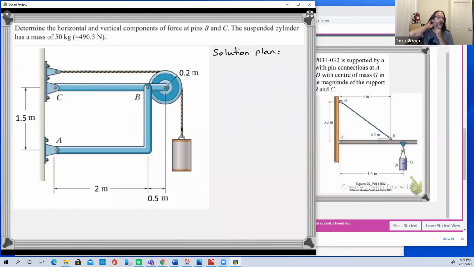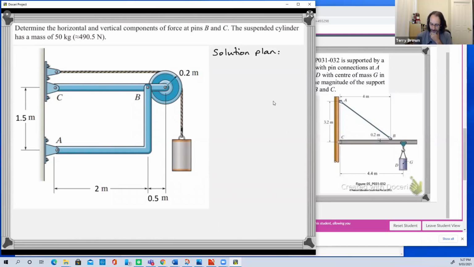How are we going to do that? What are we going to draw a free body diagram of? We've got lots of choices here. We've got this pulley, we've got the whole frame. We've got the 2-force member AB. Where do you think we might start with drawing a free body diagram?